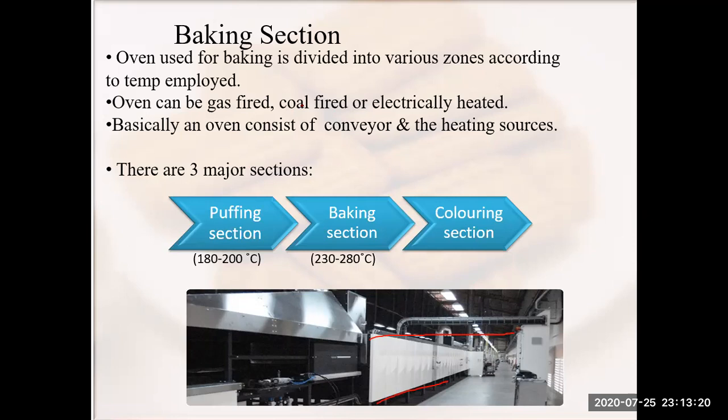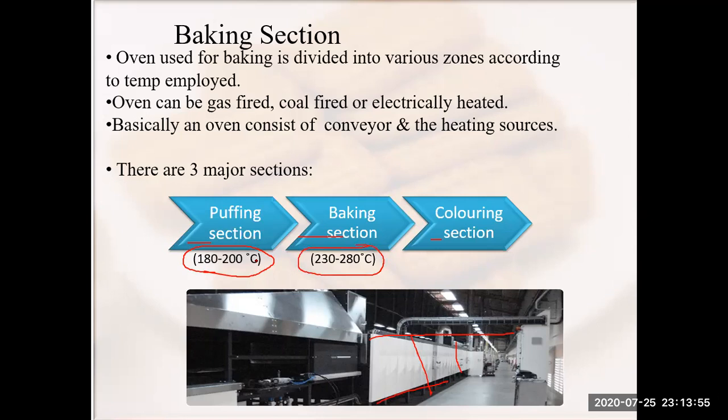In the case of the baking section, we can divide it again into 3 sections: first puffing, then baking, and then coloring. That means your temperature will vary across these 3 sections. Whenever your biscuit just enters the tunnel oven, that is called the puffing section. The temperature will be 180 or 200 degrees centigrade. Here your cookies will be puffed. Then it goes to the baking section. Here the cookies will be baked.